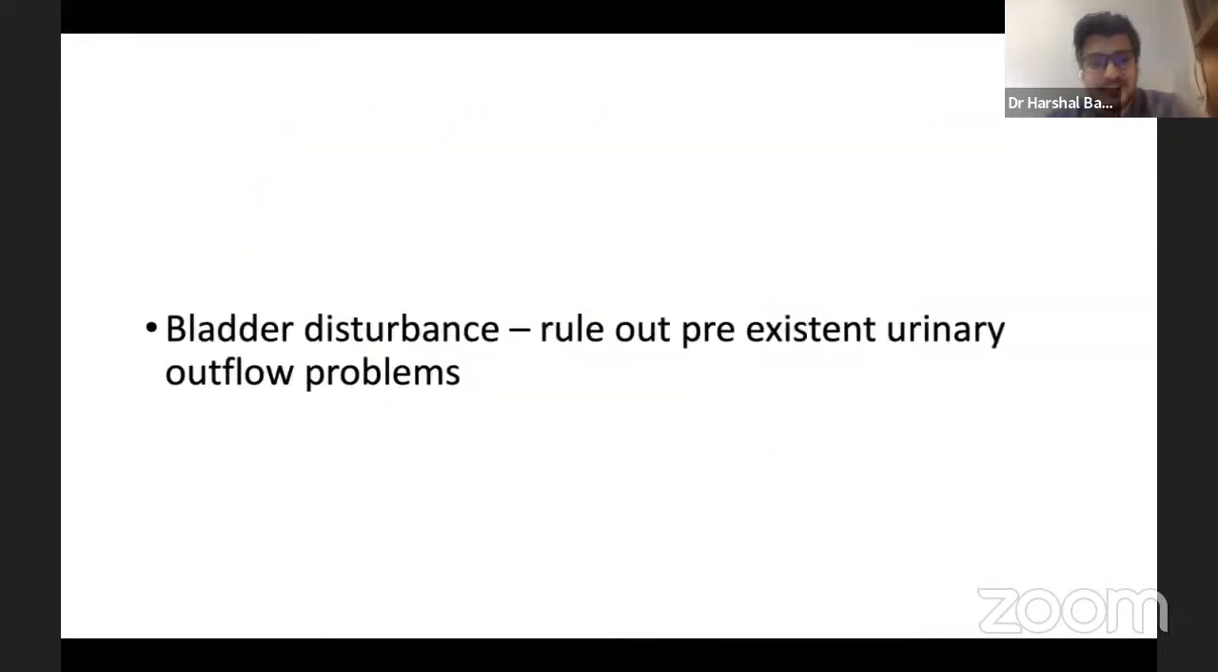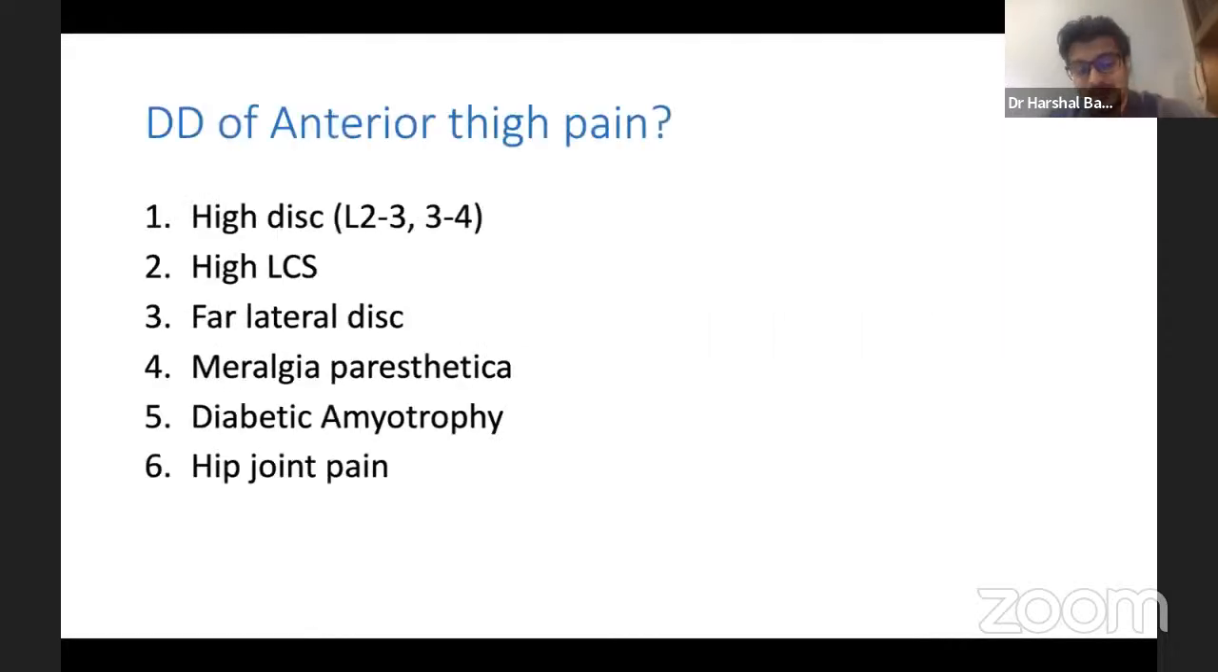Bladder disturbances, again, as I told you, in the 6th or 7th decade: when there's a bladder disturbance, make sure that you rule out other obstructive causes or other urinary causes before putting this on a neurogenic bladder. That is very important. Anterior thigh pain: more often than not, you will find patients with multi-level LCS and an anterior thigh pain.